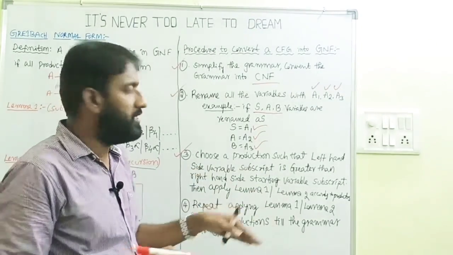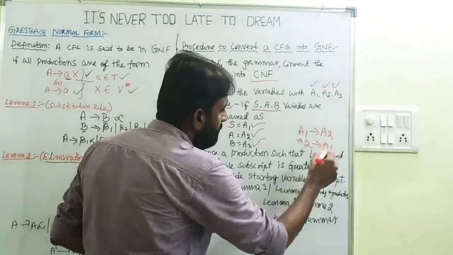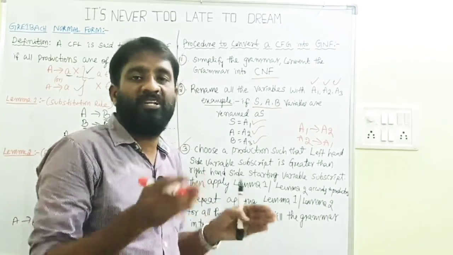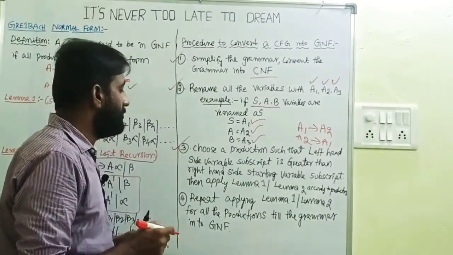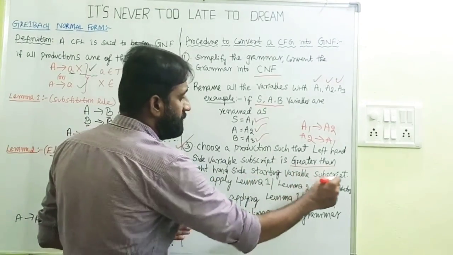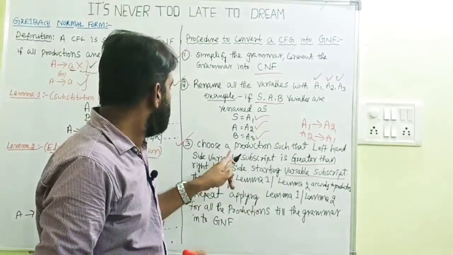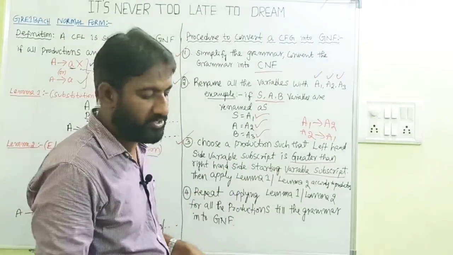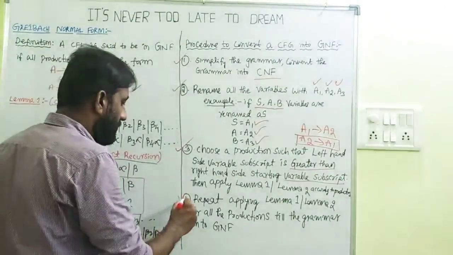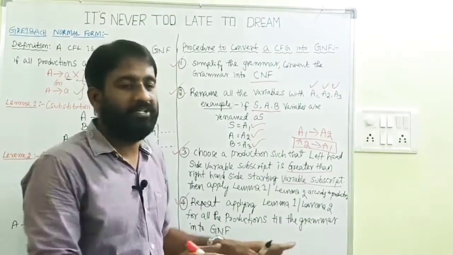Then the third step: we may come across situations like A1 tends to A2, A2 tends to A1, some equations. Among these equations, which one to choose first for converting into the Greibach normal form is a crucial point in this procedure. According to the third step, choose a production such that the left hand side variable subscript is greater than the right hand side starting variable subscript. Then apply either lemma 1 or lemma 2 according to the production. Based on this, which one can we choose? We can choose the first. Then the fourth step is to repeat applying lemma 1 or lemma 2 according to the productions until all productions are converted into the Greibach normal form.